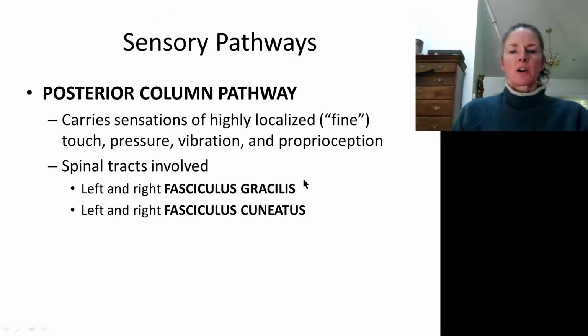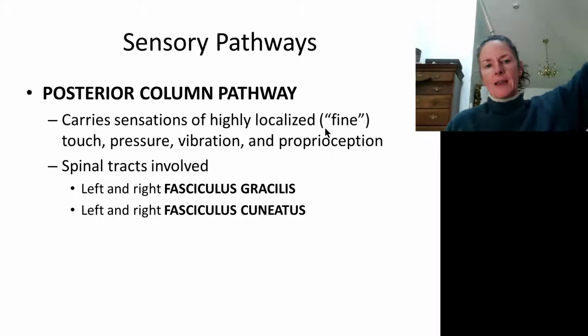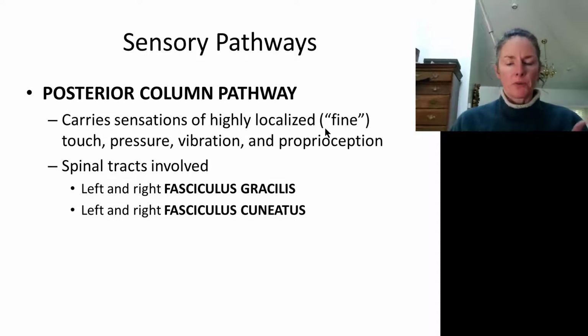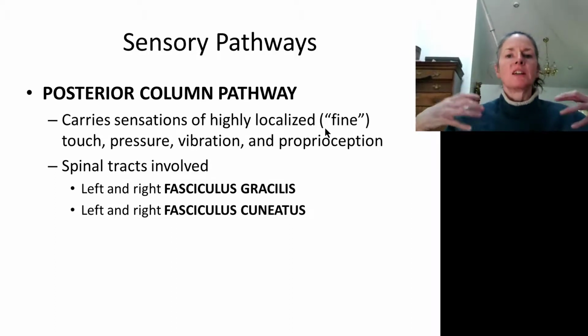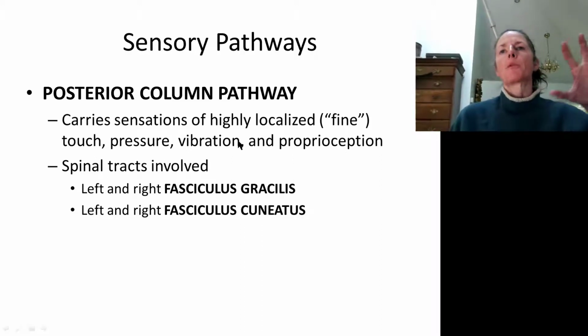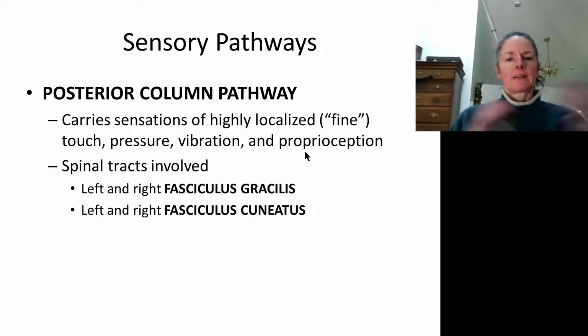All right, let's look at the posterior column pathway now. This is going to carry sensations of fine touch, pressure, vibration, and proprioception. So remember, proprioception is where our body parts are in space. So this is going to tell us things like where my hand is, it's up high, it's not down here, that kind of thing. And this is receiving information, remember, from our muscle spindles, Golgi tendons, our free nerve endings in our joint capsules and so forth.